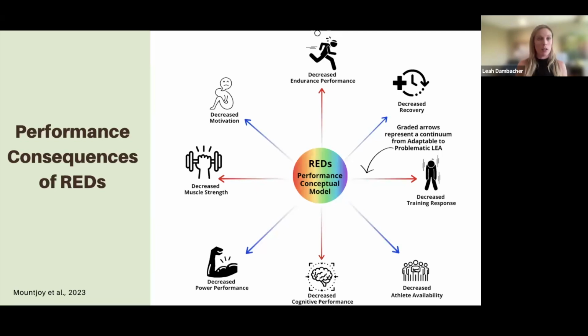decreased athlete availability. So if we have a multitude of athletes on a team who are going through these same consequences, then our team is not going to have sufficient athletes. Decreased cognitive performance, slow response times, decreased power performance. That goes along with decreased muscle strength or even the ability to put on muscle. And then decreased motivation as well. And this really coincides with that decrease in mental health that might be a consequence as well.